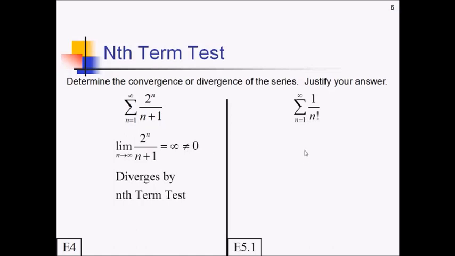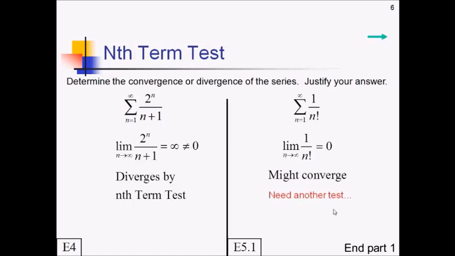Let's try this next one. We have 1 over n factorial. Well, factorial growth beats pretty much everything except for n to the n. So this is definitely a bottom-heavy function, which means the limit of this nth term is going to be 0. Now, this means that this series might converge. But again, the nth term test can't prove convergence. It only eliminates the really bad divergers like this one. So this means we're going to need another test.